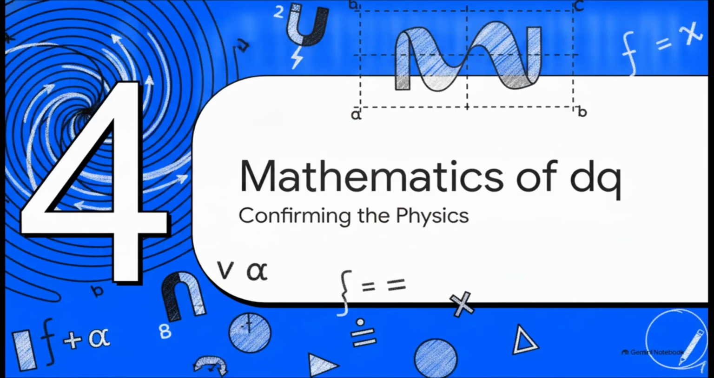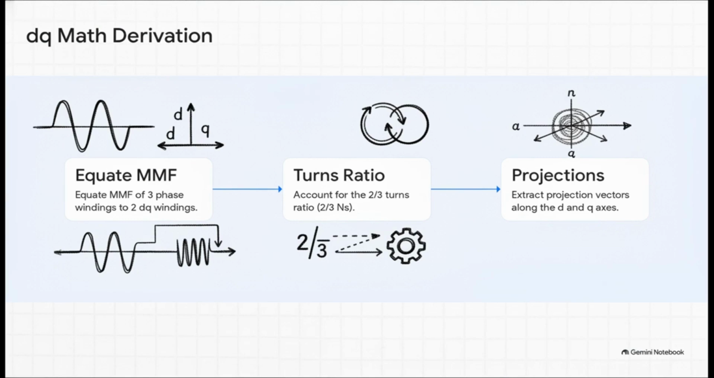Which brings us to Section 4, the mathematics of DQ. Now, to derive the actual currents needed for our virtual windings without getting lost in a sea of algebra, we follow a very strict logical progression. Step 1, we mathematically equate the MMF of the three-phase windings to our two DQ windings. Step 2, we apply a 2/3 turns ratio. We have to do this to maintain equivalent MMF amplitude when condensing three phases down into two. In step 3, we extract the geometric projection vectors along the D and Q axes.